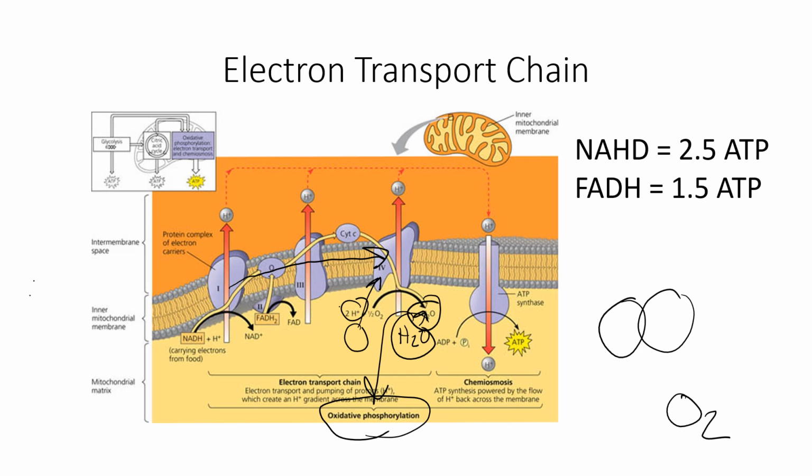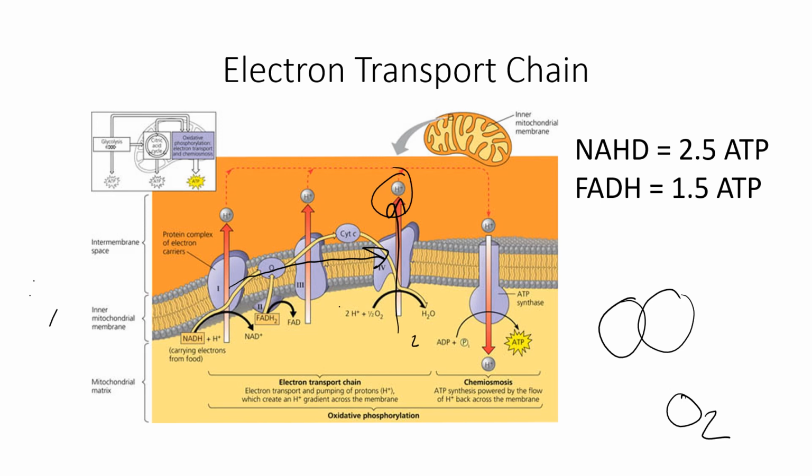And when complex 4 is oxidized, if you remember, that results in the release of free energy, and that's actually how the last bit of hydrogen ions gets pumped from the matrix into the intermembrane space. So that's the last step in the electron transport chain. It's oxygen coming to complex 4 and oxidizing it.